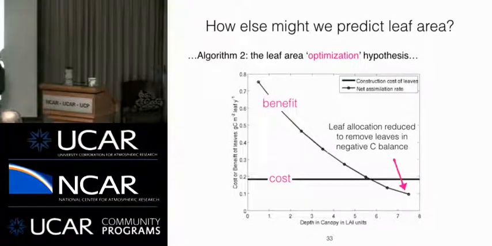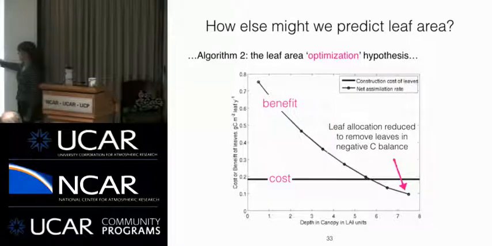So my hypothesis is that plants do this, right? This is the benefit of having leaves down through the canopy, and this is the cost of making them. In this model, they're all the same cost. At some point these lines intersect, and where they intersect, we figure that out, and then leaves in negative carbon balance are removed by gradually reducing the allocation to leaf area.